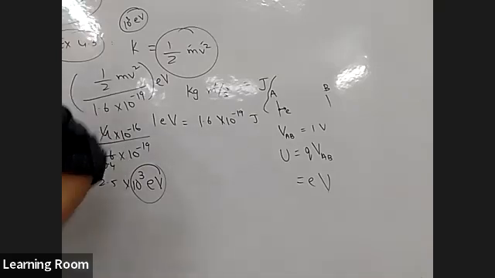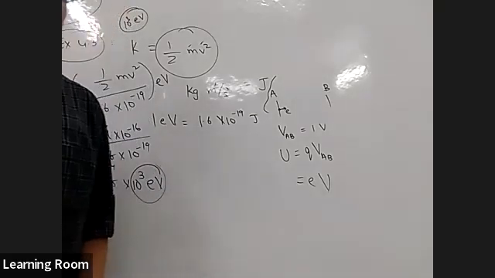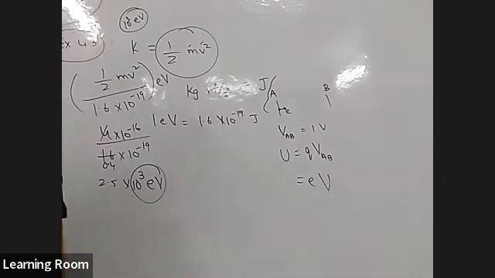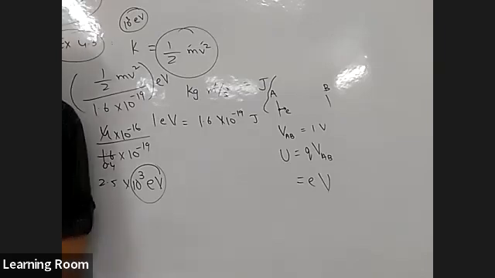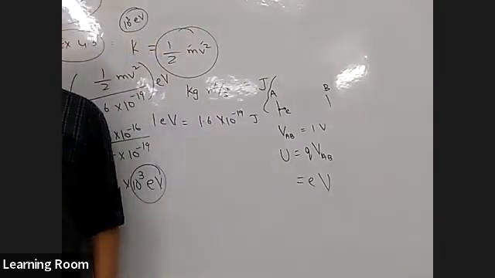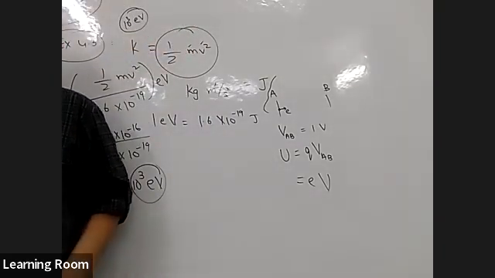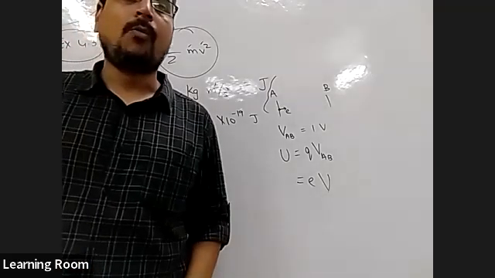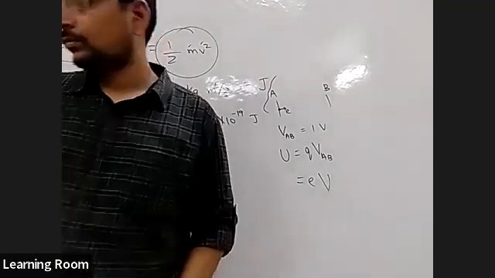Okay. Next. Amount of work done to move an electron across a potential difference of 1 volt. Right?